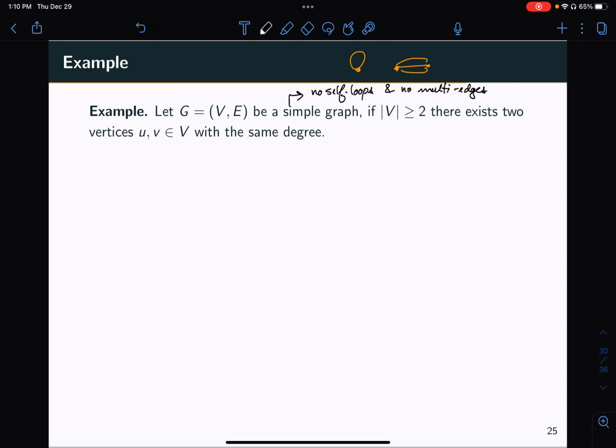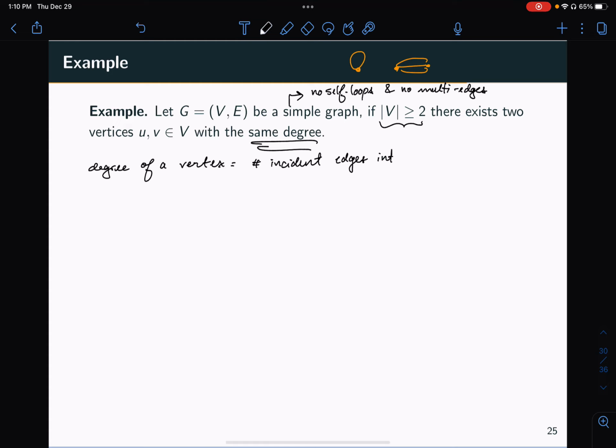And so we're saying we have a simple graph with at least two vertices, and now the claim is that there exist two vertices, u and v, in the set of vertices with the same degree. And then just a reminder, what does degree mean? The degree of a vertex is the number of incident edges into that vertex.